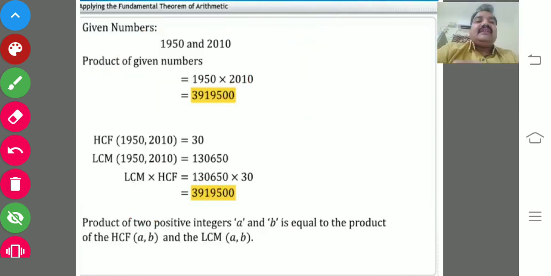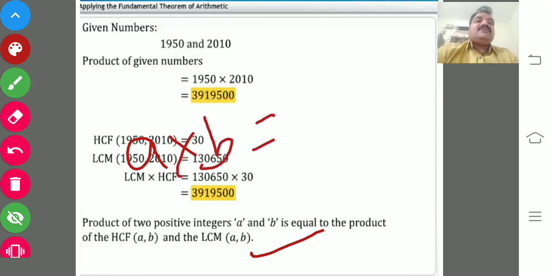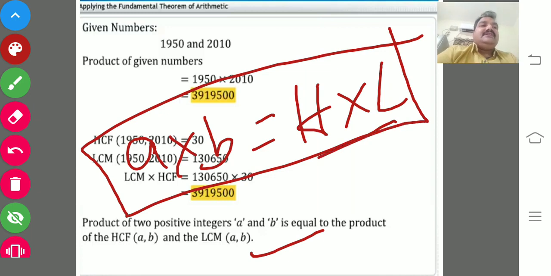But the relation between HCF and LCM is that the product of the two positive integers A and B is equal to the product of their HCF and LCM. So A into B equals H into L. I hope you could understand the session.